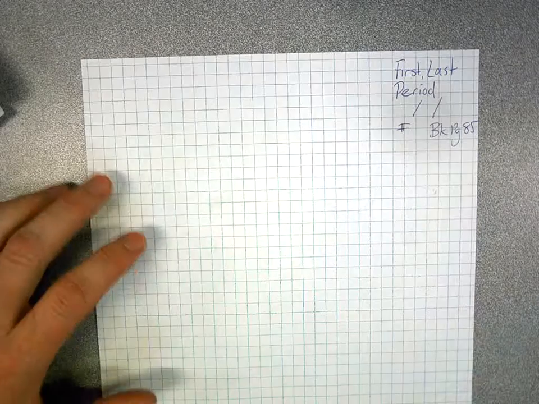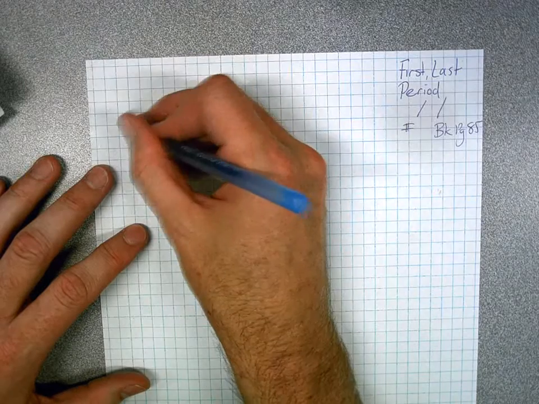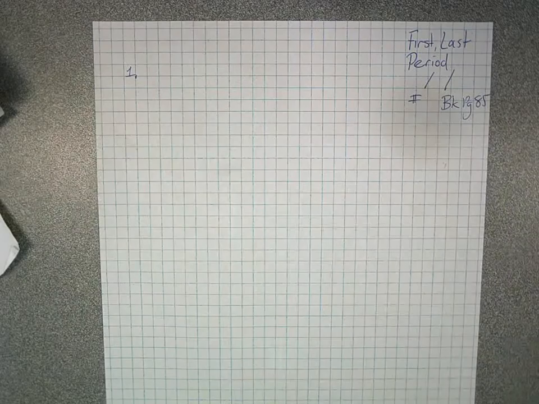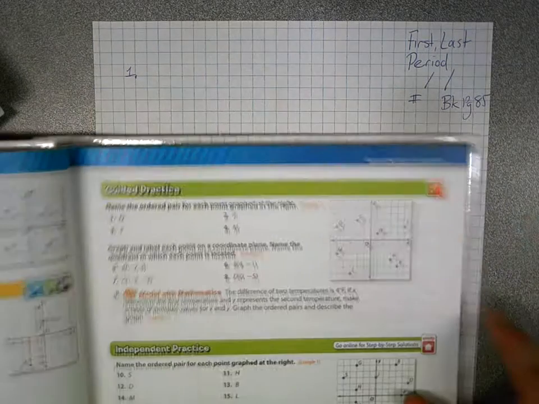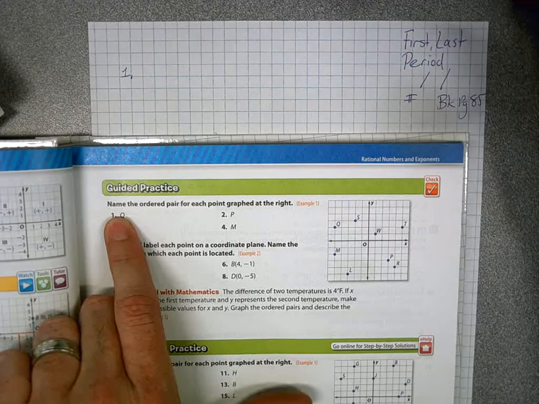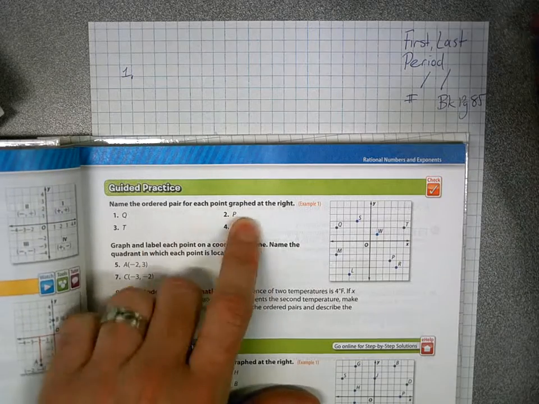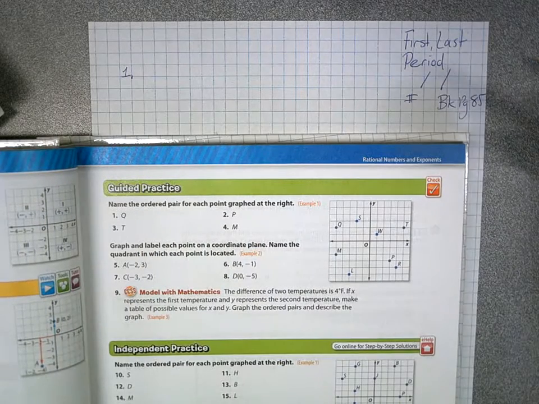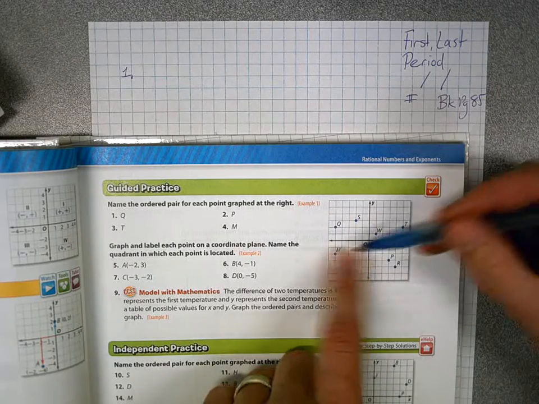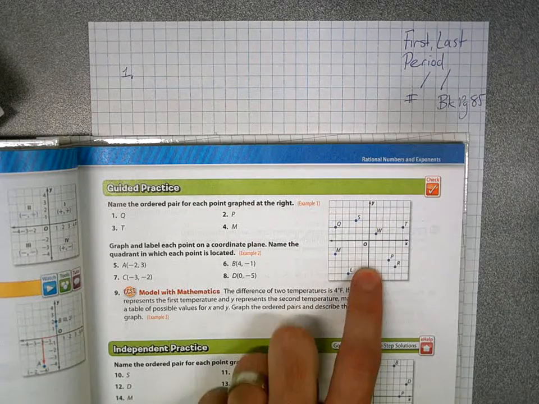All right, so let's just start at the very beginning here. We're going to take a look at problem number 1. Let's see if I can get both this and the book under there. The very top section says: name the ordered pair for each point graphed at the right. This is just numbering by ones. They don't have the numbers there, but each line is by 1.